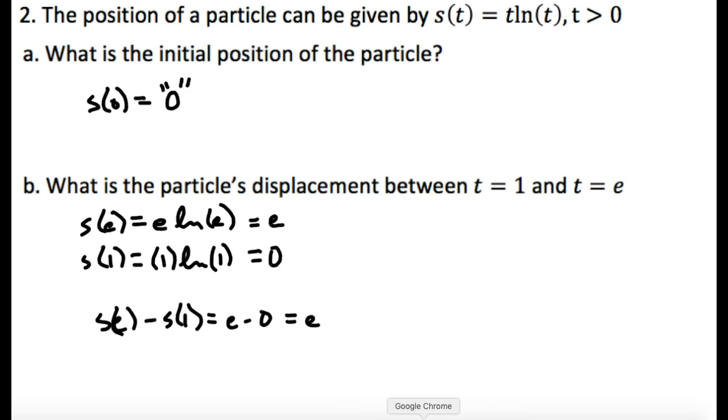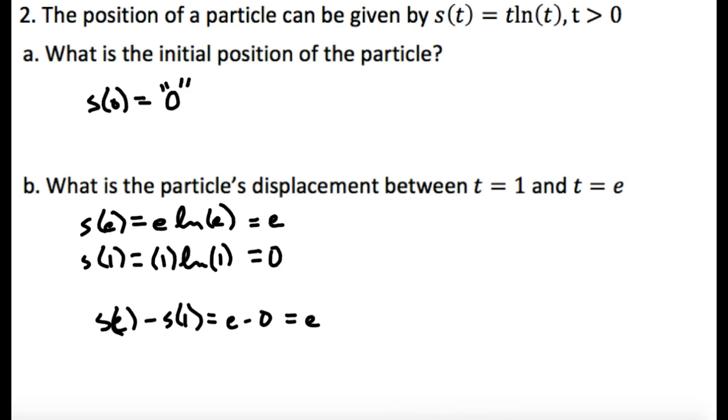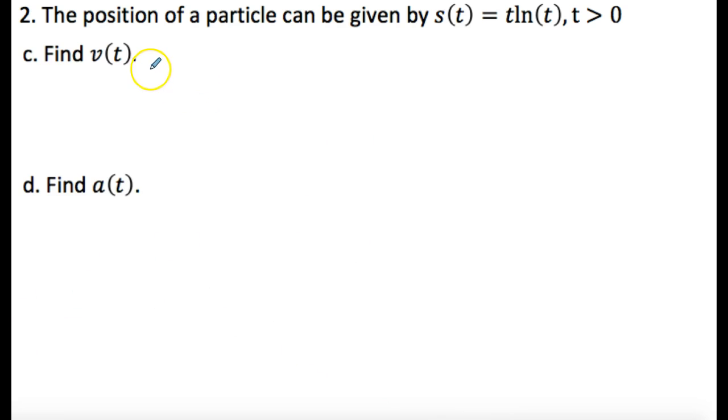So if we look at the graph, at 1 the position is 0, and over here at e, the position is actually e. So we traveled a distance of e from 1 to e. All right. You guys go ahead and try to find my velocity and acceleration functions here.